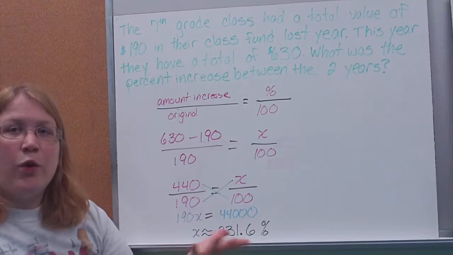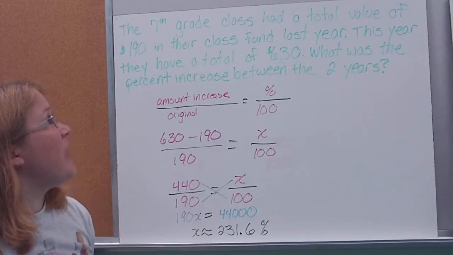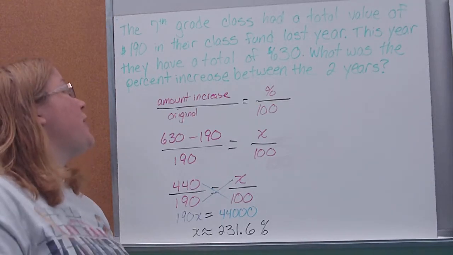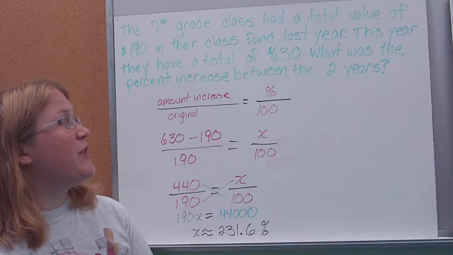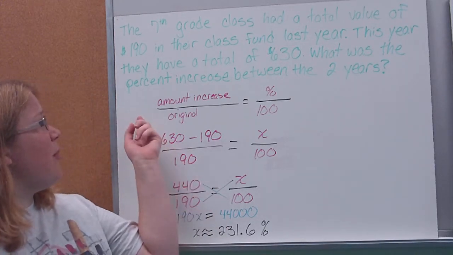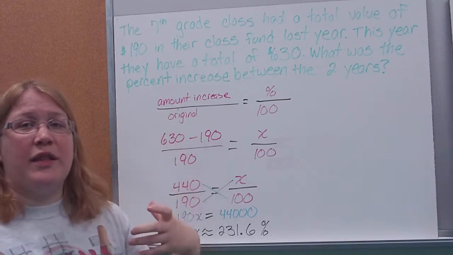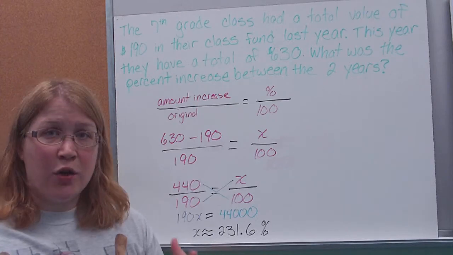So here we have a word problem. The 7th grade class had a total value of $190 in their class fund last year. This year they have a total of $630. What was the percent increase between the 2 years? So again, just to remind you, the amount of the increase goes on the top, which means how am I going to figure out how much it was increased?